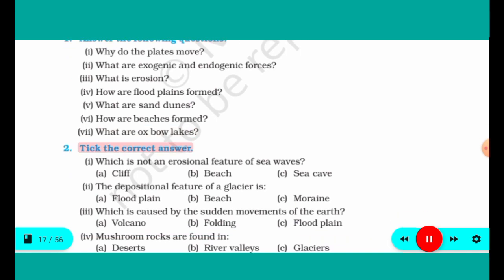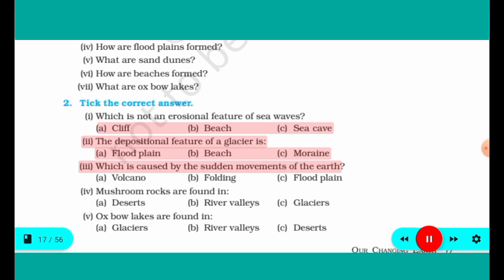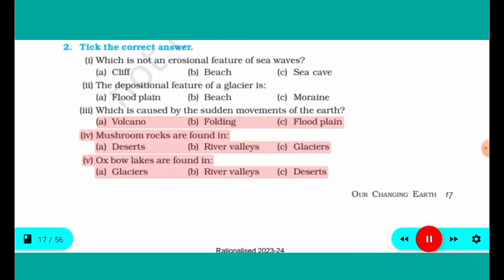2. Tick the correct answer. I. Which is not an erosional feature of sea waves? A. Cliff. B. Beach. C. Sea cave. II. The depositional feature of a glacier is A. Floodplain. B. Beach. C. Moraine. III. Which is caused by the sudden movements of the Earth? A. Volcano. B. Folding. C. Floodplain. IV. Mushroom rocks are found in A. Deserts. B. River valleys. C. Glaciers. V. Oxbow lakes are found in A. Glaciers. B. River valleys.